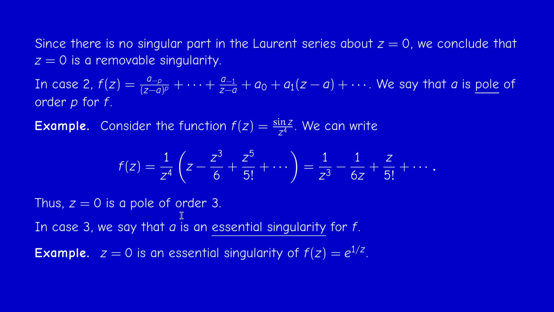Now, in the third case, we say that a is an essential singularity of f. For example, if you consider e to the 1 over z, that we expanded before, it's 1 plus 1 over z plus 1 over 2z squared plus etc. The singular part is infinite. Okay, so z equals 0 is an essential singularity of f.